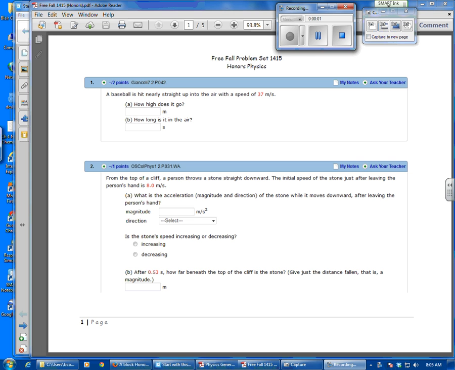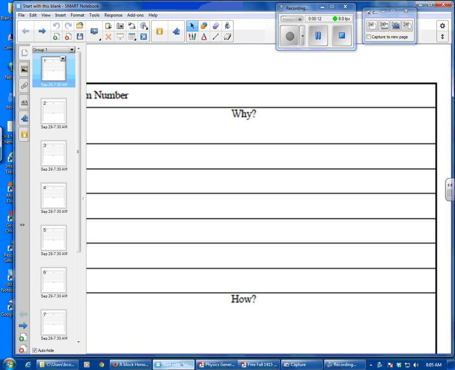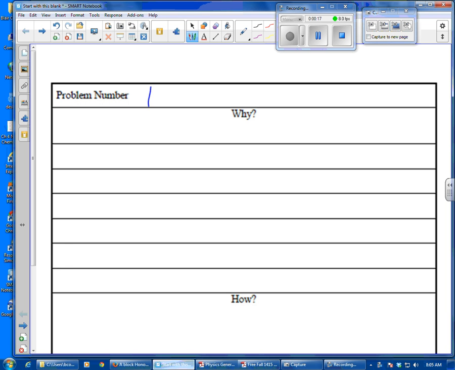Problem number one. A baseball is hit nearly straight up into the air with a speed of 37 meters per second. How high does it go? How long is it in the air? So, the first thought that should hopefully come into your head is, what about this object that's in free fall?